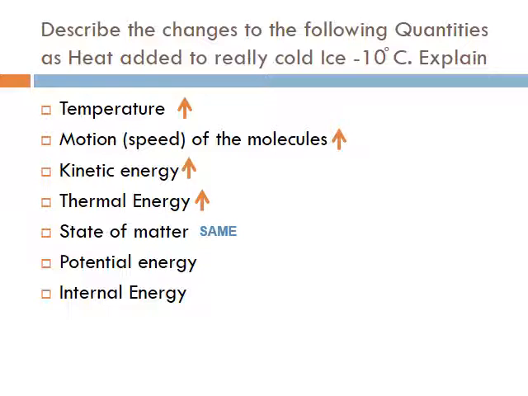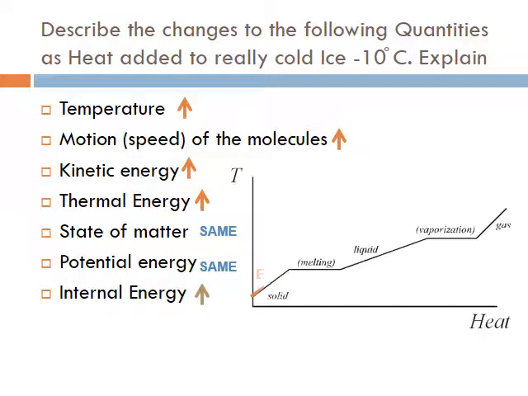And if the bonds aren't being broken or recreated, then the potential energy doesn't change, and that's the same. Internal energy, if you recall, is the total potential plus kinetic. So this may stay the same, but kinetic goes up. Therefore, internal energy does go up, but it only goes up on the kinetic side. So we like to show it on this graph here.